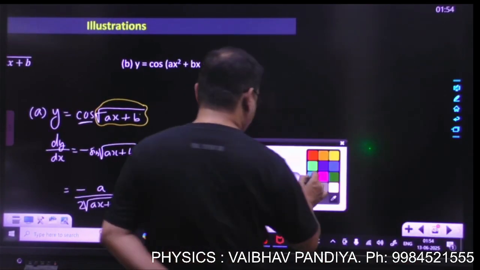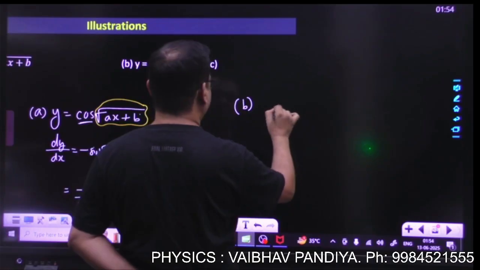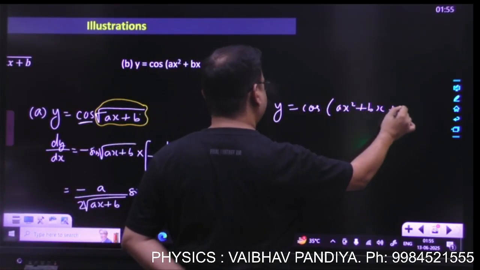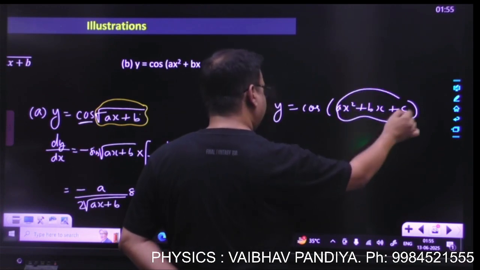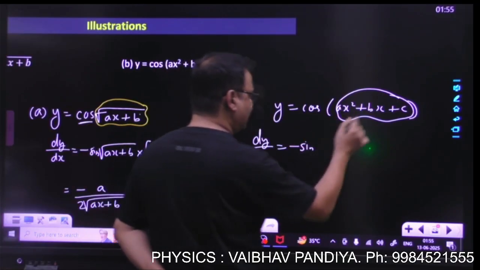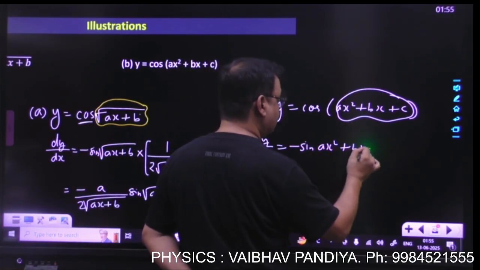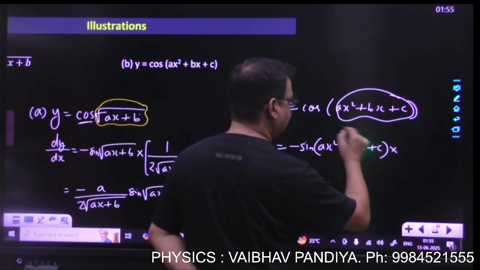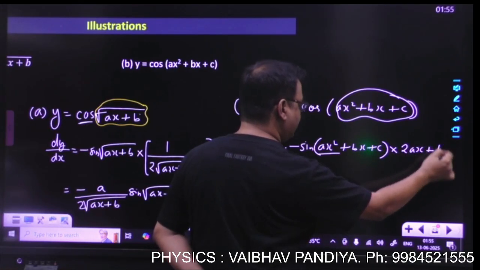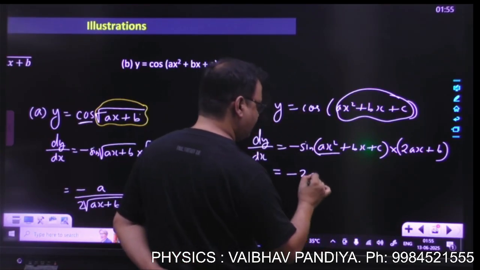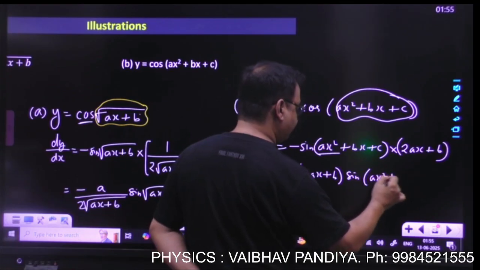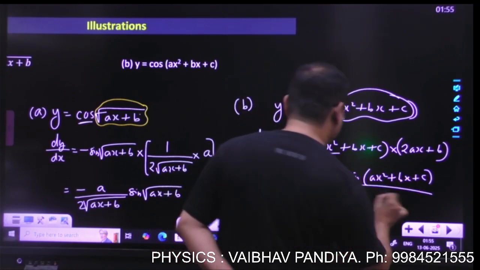If you see this part B, y is equal to cos ax square plus bx plus c. Now this is the argument. Cos has a derivative of minus sine. Keep the argument intact, copy it, take the chain, multiply with the derivative of the argument. So ax square will be 2ax, bx will be b. So your answer will be minus 2ax plus b, sine ax square plus bx plus c. That is your final answer. Got it?